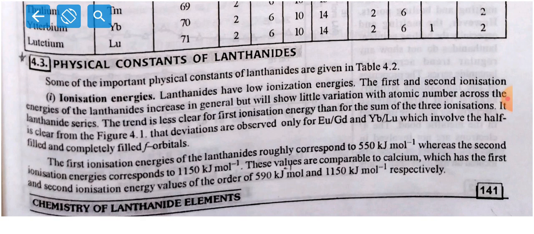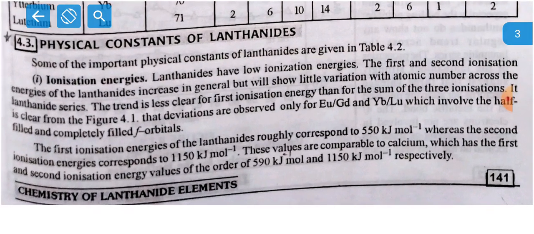The trend is less clear for the first ionization energy than for the sum of the three ionization energies. It is clear from figure 4.1 that deviations are observed only for europium, gadolinium, ytterbium and lutetium, which involve the half-filled and completely filled f orbital.